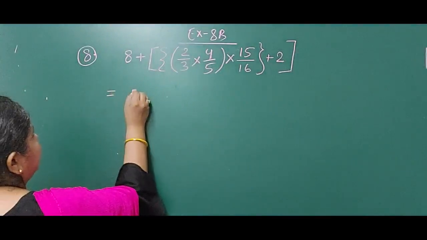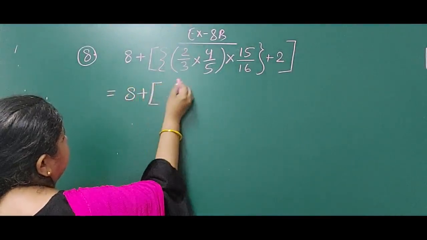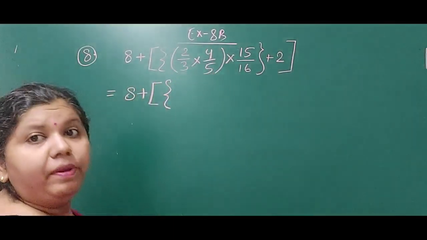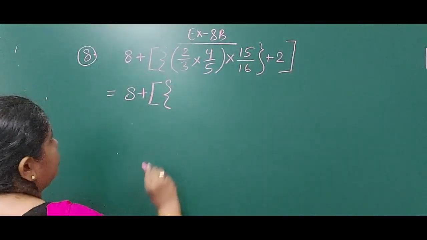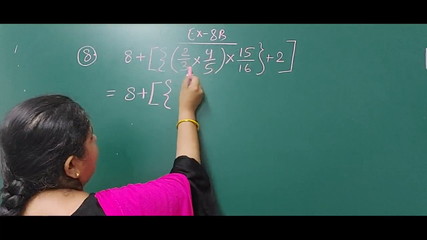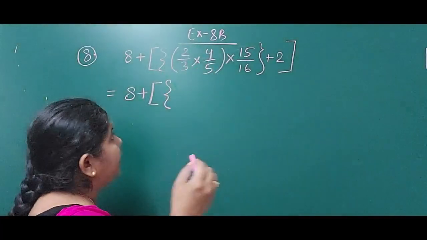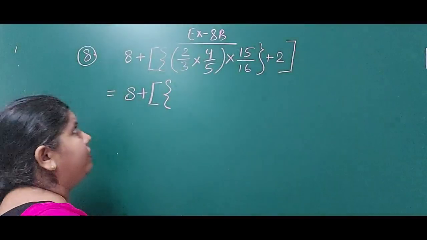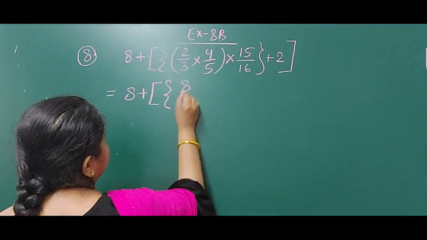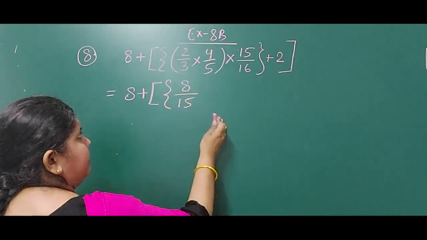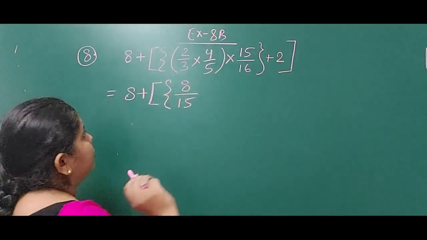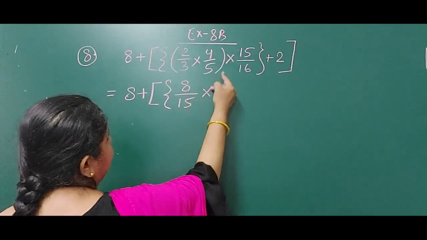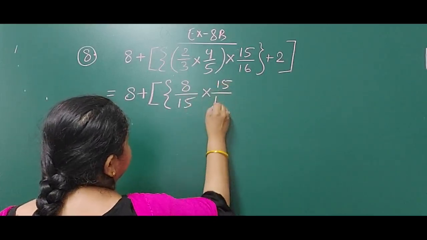So what are we going to get? 8 plus 2 by 3 plus 4 by 5, 2 by 3 multiplied by 4 by 5. First of all, you multiply the numerators, because you see there are no common factors between numerator and denominator to get cancelled. So we simply multiply the numerators and denominators together. 2 into 4 is 8 by 15, and at the same time we have removed the simple brackets also, and then this answer will be multiplied with 15 by 16 here.